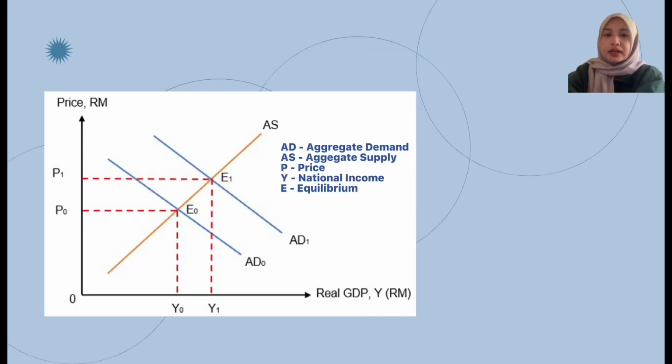AD is aggregate demand, AS is aggregate supply, P is price, Y is national income, E is equilibrium. So when the AD intersects with AS, the economy reaches equilibrium, as we can see on the graph here, at point E0, P0 and Y0.